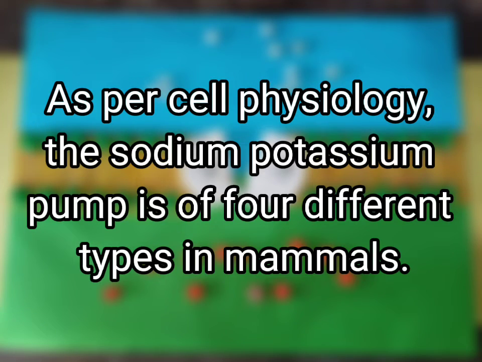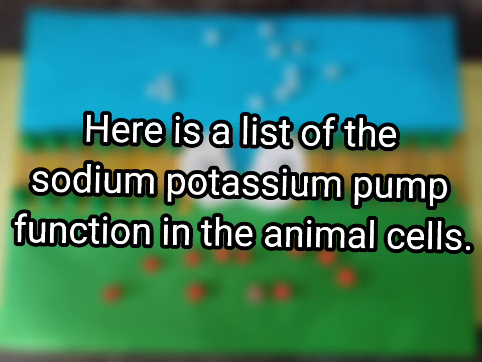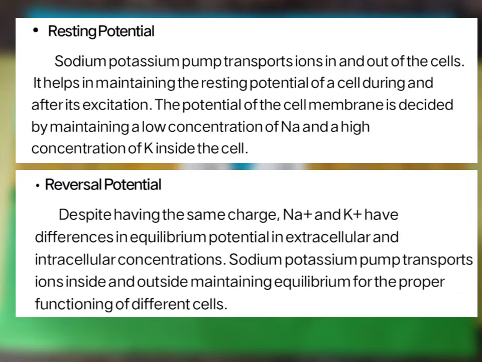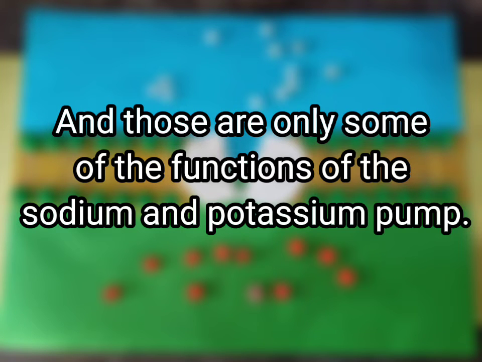As per cell physiology, the sodium-potassium pump is of 4 different types in mammals. They are all isoforms but have unique tissue expressions and properties. The entire family is a part of the P-type ATPases. Here is a list of the functions of the sodium-potassium pump in animal cells. And those are only some of the functions of the sodium-potassium pump.